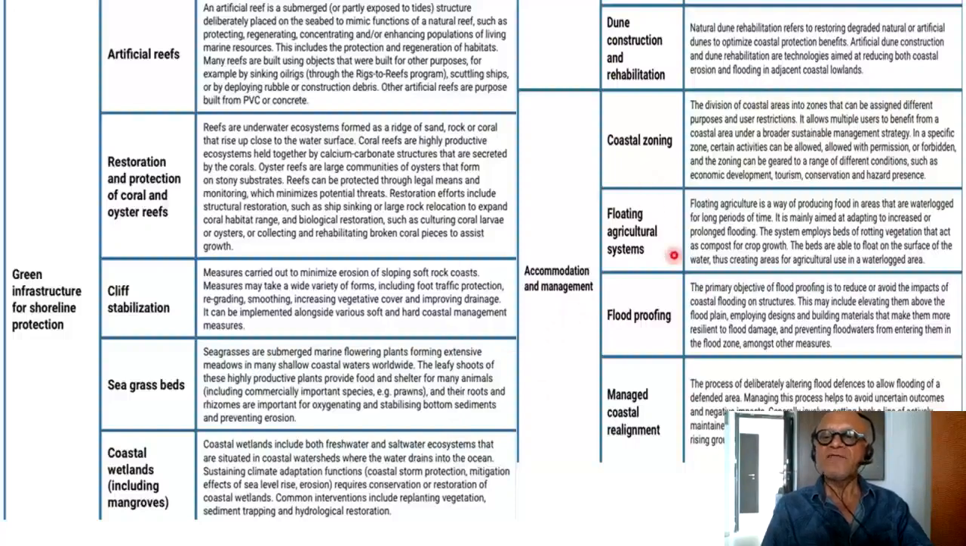Okay. Accommodation and management: coastal zoning, floating agricultural systems, flood proofing, and managed coastal realignment. Let's read this, floating agricultural systems.